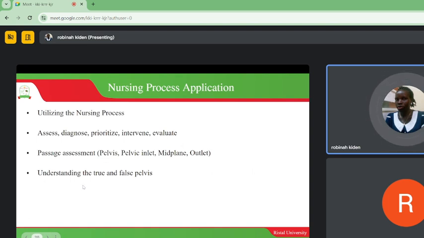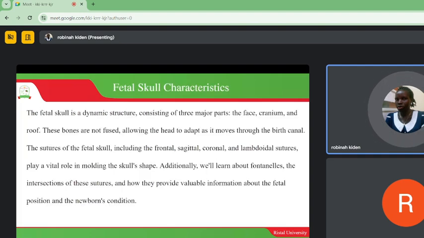Then understanding the true and the false pelvis. Because if you don't understand them, you will assess, but you will not know whether the pelvis is really adequate or is not adequate. So when assessing, we normally look at the structure. Then we look at the ischial spines. Are they prominent or are they not prominent? So there are many factors there that we consider to determine whether it is adequate or not.